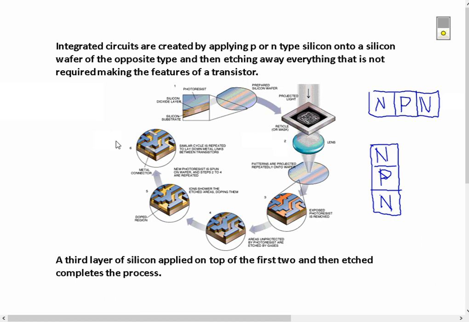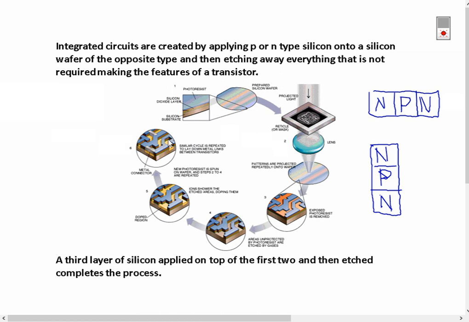And essentially what I'm trying to do is create the characteristics of the layers of this circuit. Now, on top of that layer, once I've etched it, I will squirt on and spread over, like peanut butter, some of this p-type silicon, etch it away, and then finally I'll put another layer of the n-type on top and then etch away to just the characteristics.